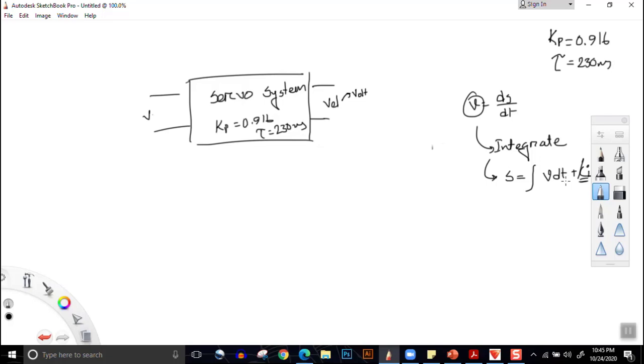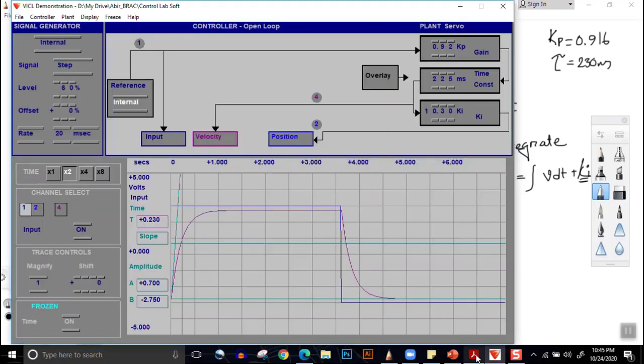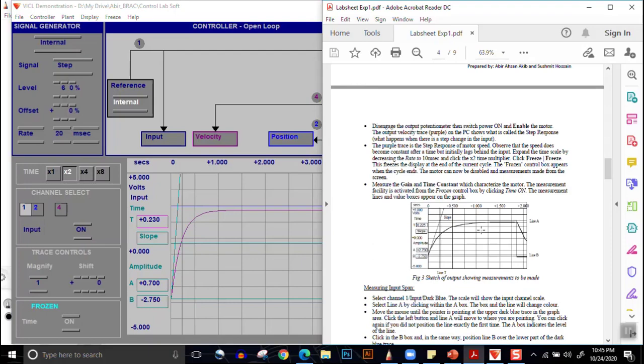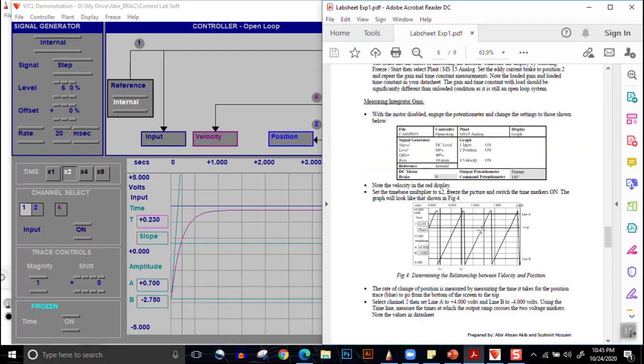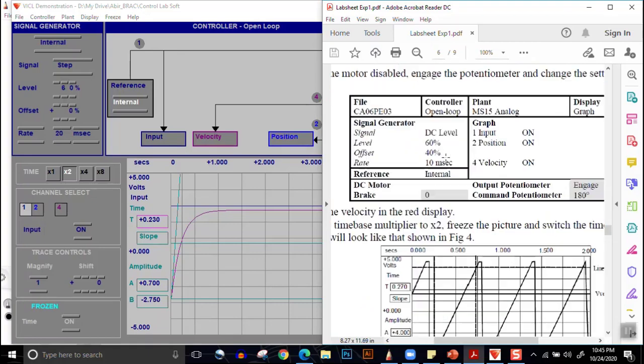The next part of our experiment is to measure Ki. What we first did was model the servo system, or the motor itself, and now we are modeling how we can convert velocity into position. In order to do that, we need to go to our VLC. If you check our lab manual, you can see that we need to bring some changes.